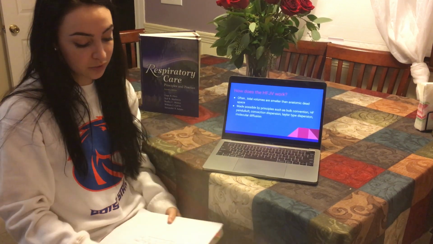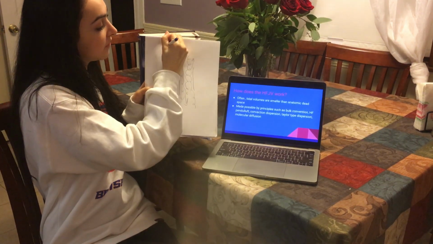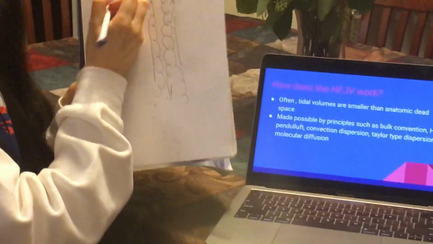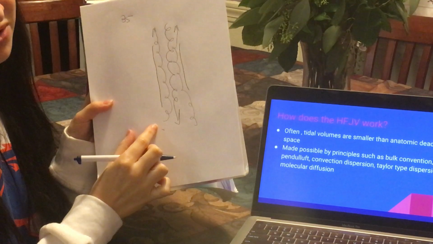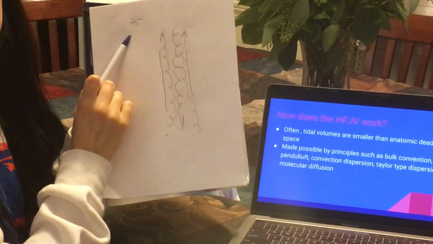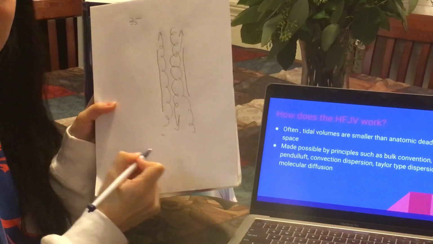And it's also important to note that at the machine, if you have a PIP of 35, by the time you get down here to the alveoli, you have lost some of that pressure. There's no studies to show exactly how much pressure you lose, but the PIP you set on your machine is not the exact PIP that you are seeing in your alveoli.